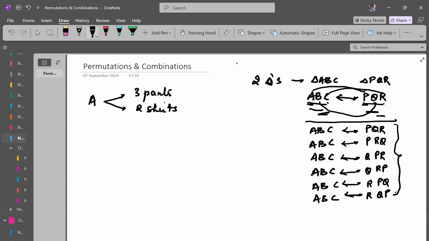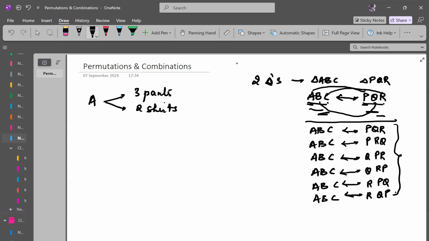It should basically be, so he has 3 pants and 2 shirts. Yes. He can wear either of 3 different pants and 2 different shirts for each. So it's just going to be 3 into 2. Very good.